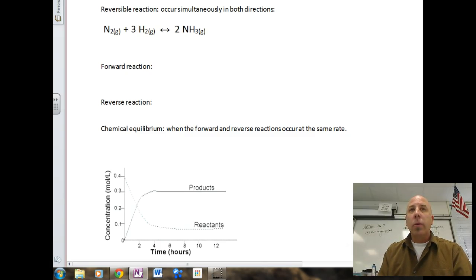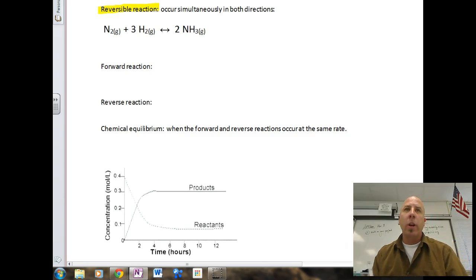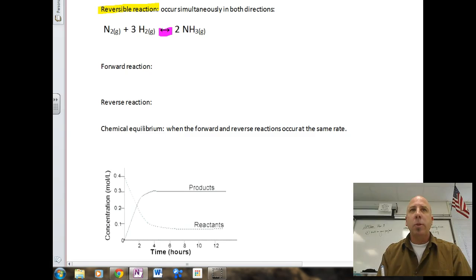Now, we can also talk about reversible chemical reactions, and that's our definition here. A reversible chemical reaction is a reaction that can occur simultaneously in both directions. They're often denoted by a double arrow, and sometimes you'll see it written as an arrow pointing forward and an arrow pointing backwards. What this means is, as this chemical reaction occurs, we have forward reactions and reverse reactions occurring simultaneously. They're both occurring.